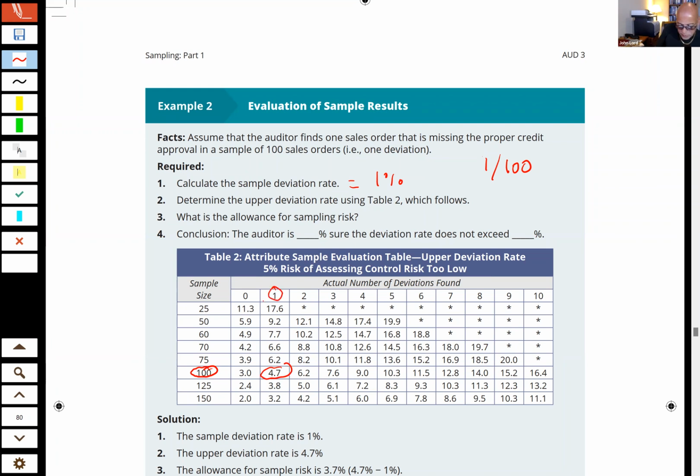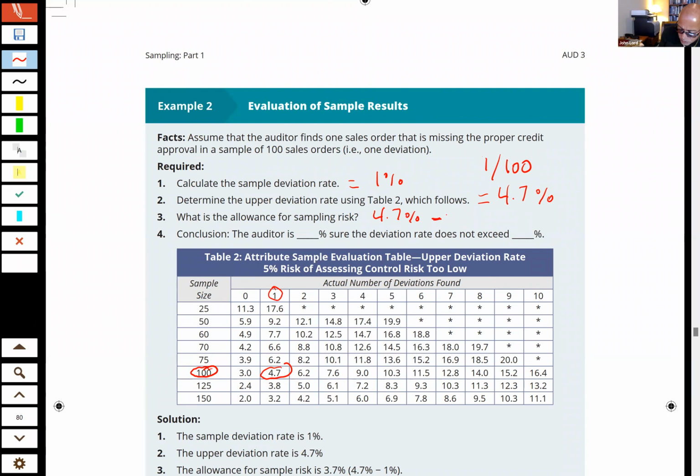And so that tells me that the upper deviation rate is what? You can go ahead and write in the answer is 4.7%. Now that's telling you, hey, auditor, that's how high it can go. You're saying, but I looked and I only found one. Why are you saying that the deviation rate is 4.7%? Well, they have done what? They have put in an allowance for sampling risk. You're still looking at a sample. This is not the population.